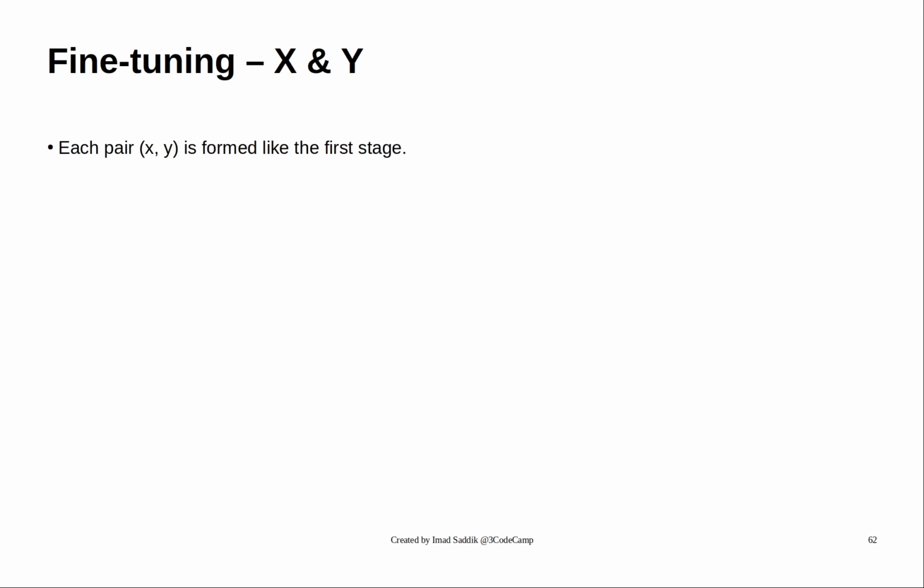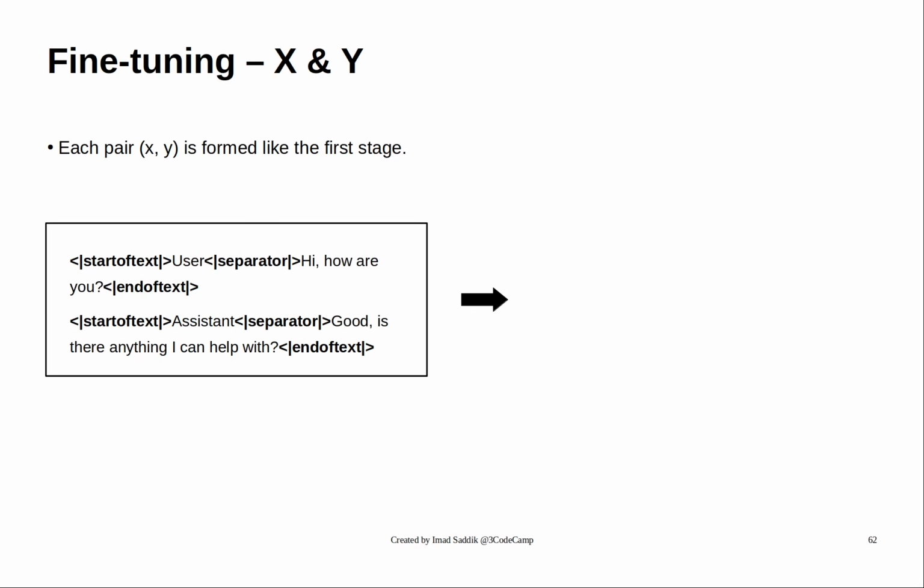Let's see how we form the X and Y pairs. And this is simple. They are formed like the first stage. The first stage means pre-training. We start with a sequence of text. We encode it with the tokenizer. Then we add the padding tokens to the front or the end of the sequence of IDs. We take that sequence and we consider it as the input, which is X.